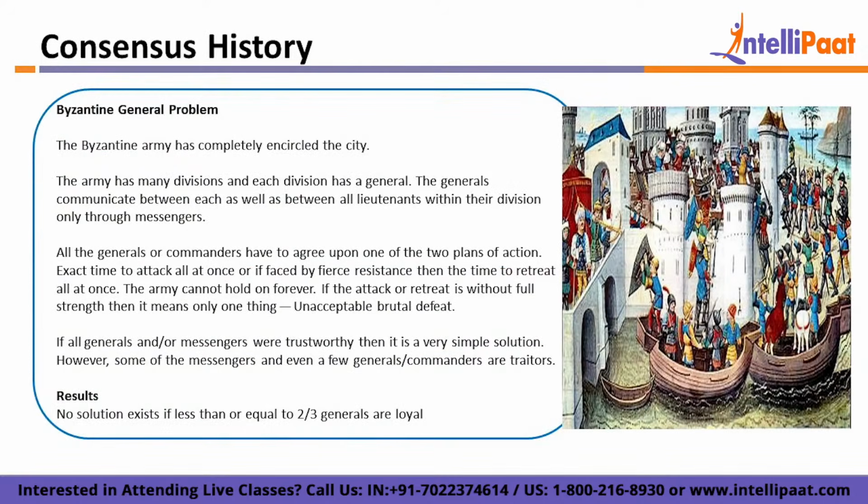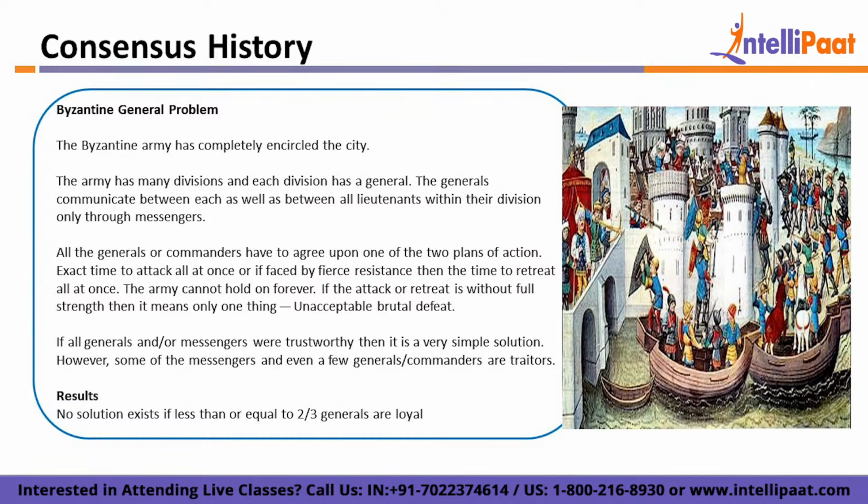Before moving further, we should understand how the consensus mechanism came into the picture. What was the history behind it? So the logic came from the Byzantine general problem, where the Byzantine army has completely encircled the city. The army has many divisions, and each division has a general. This story we have already heard. Some of you have already heard it many times while learning some mathematical problems or while learning your algorithms.